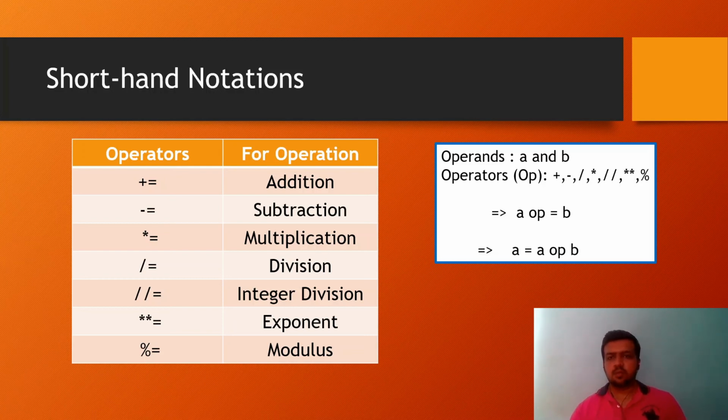I have a small example for it. Let's say we have two operands a and b, and we want to use either of these operators, let's say addition, subtraction, multiplication, division, etc. In the general sense, we would write the second line, that is a equals a operator b. But we can reduce this code in the form of the first line, which is a operator equals b.